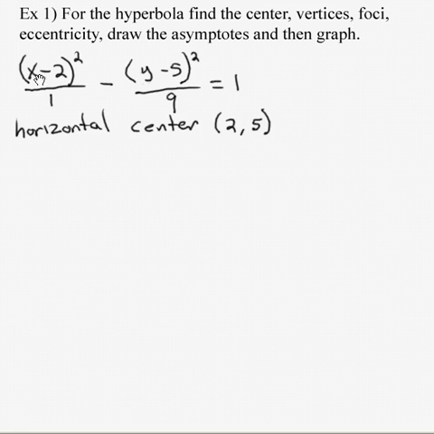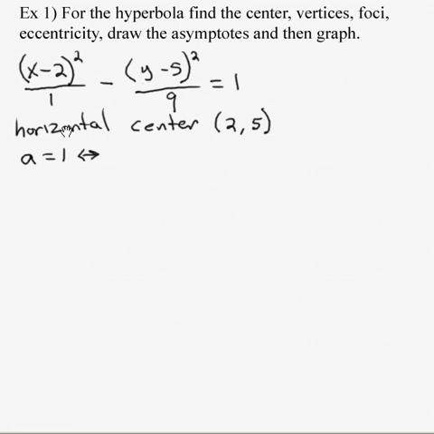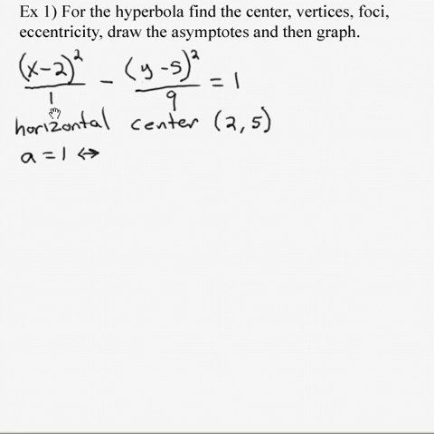Center is still pretty much the same as we would look for an ellipse, opposite of what's with x and y, so that's 2 and 5. A is the square root, now be careful here, A is the square root of the positive term's denominator. The fraction that's not being subtracted, we're going to take its denominator and square root it, and the square root of 1 is 1. A is always going to go the same direction that the hyperbola goes. B is going to go in the opposite direction. The square root of 9 is 3.